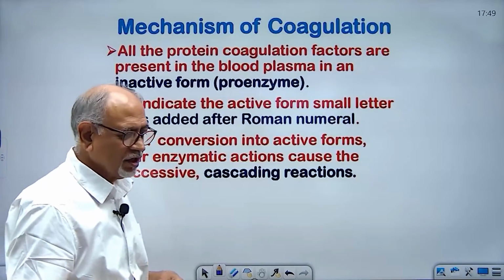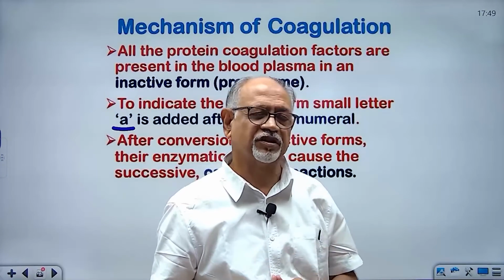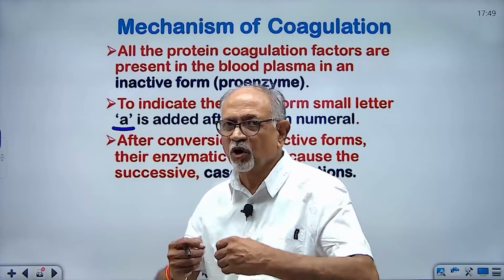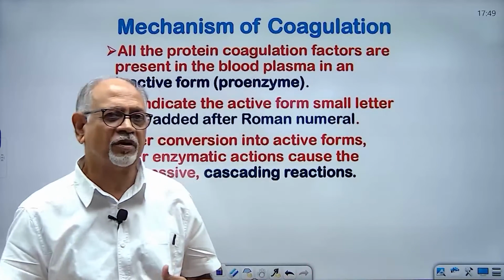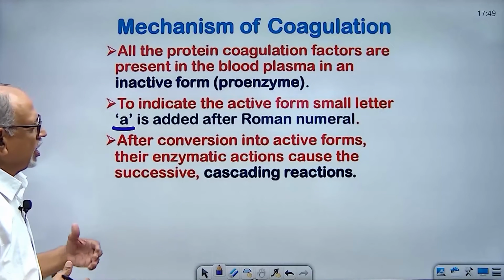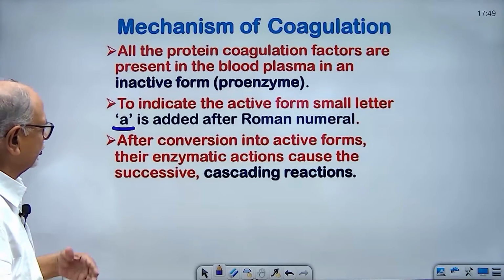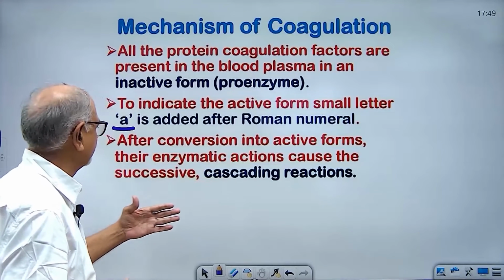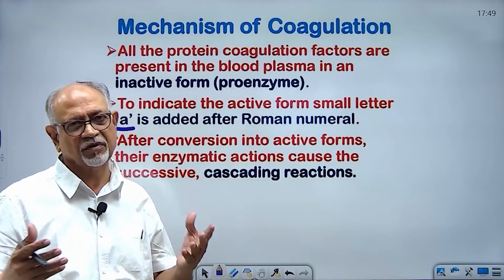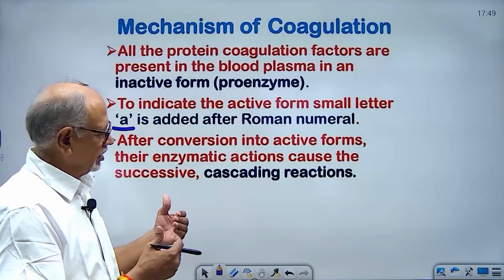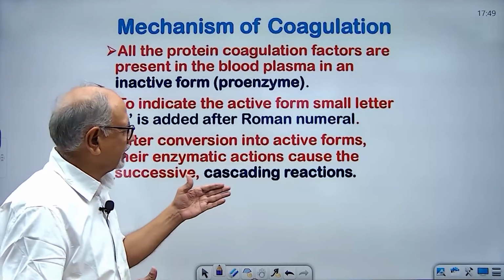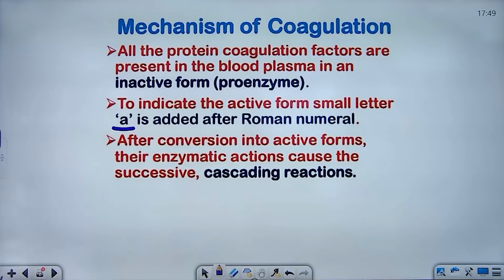As you have seen, all the clotting factors are shown by Roman numbers. So, if we write a small a after the Roman number, it indicates the activated factor. After conversion into active forms, their enzymatic action causes successive cascading reactions, as we have earlier mentioned, that all these factors work in a cascading manner, one after the other.